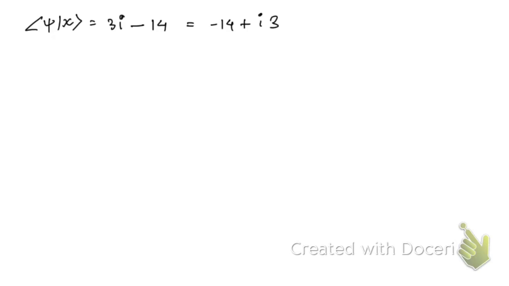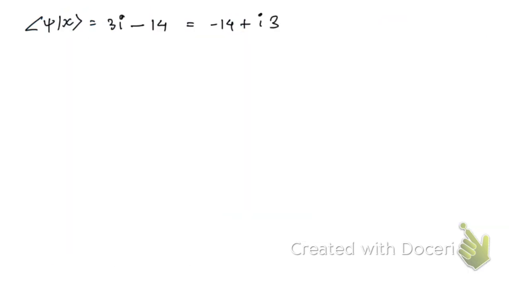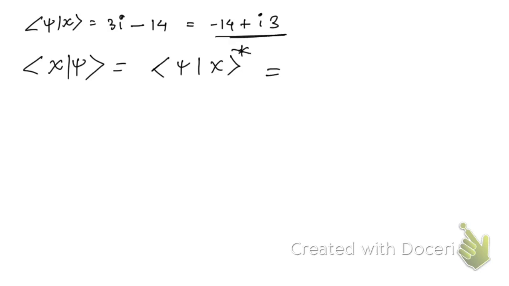So now we are to find the scalar product of this, sorry, not this one, this one, that is the scalar product of chi and psi in reverse order. So this must be equal to the complex conjugate of this, right? We have already got this property, right? If that is the case, take the complex conjugate of this one. That's going to be minus 14 minus i3. That's it. So hope you have understood this.